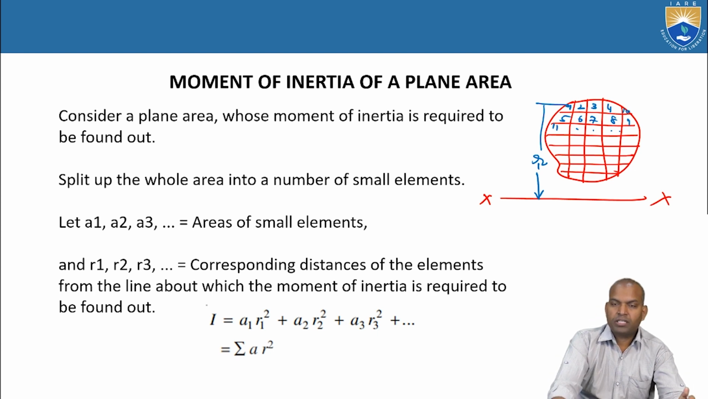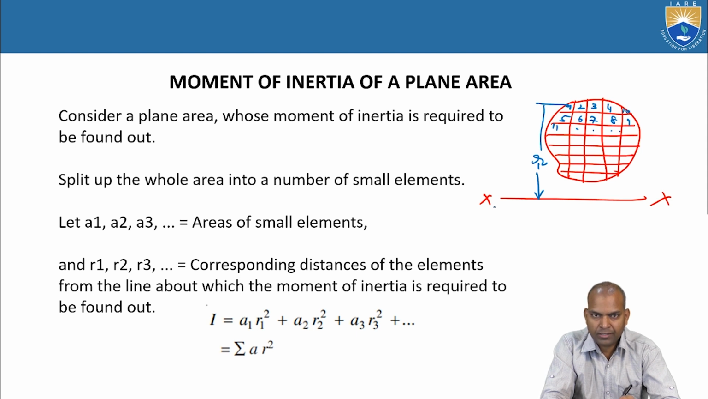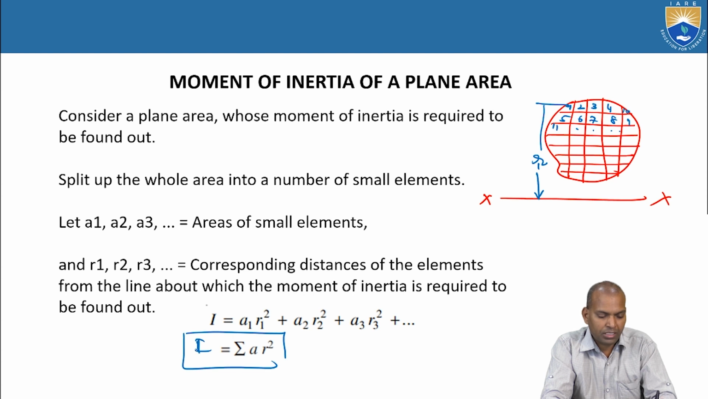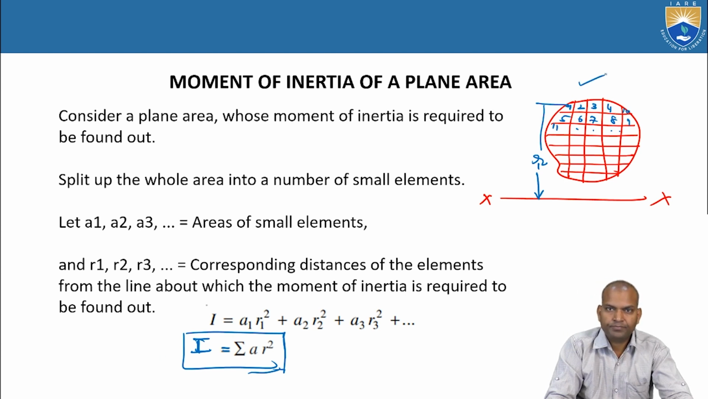Now, the moment of inertia can be calculated as the sum of the products of the element areas and the squares of their distances from the axis. That is, A1 is the element area 1 and R1 is the corresponding distance, so A1 R1 square plus A2 R2 square plus A3 R3 square, and so on. If the number of elements is 100, that means you have to sum 100 times. Then I equals sigma A R square. This I is the moment of inertia of this plane area.